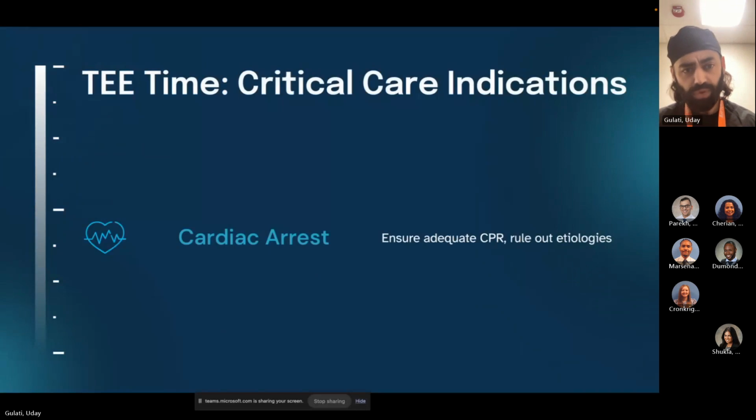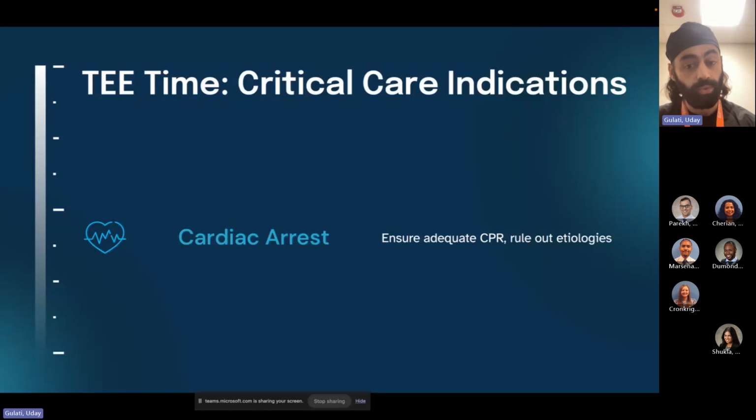So what are some of the indications? Where has TEE gotten very popular? There's a lot of interesting data out there, especially from the ER world, about putting down a transesophageal probe during cardiac arrest. So after they've been intubated, as long as you've secured their airway, to help with CPR.